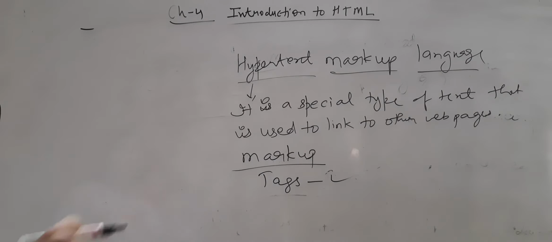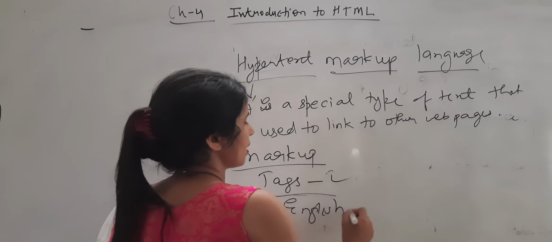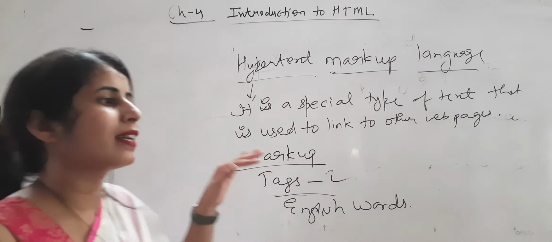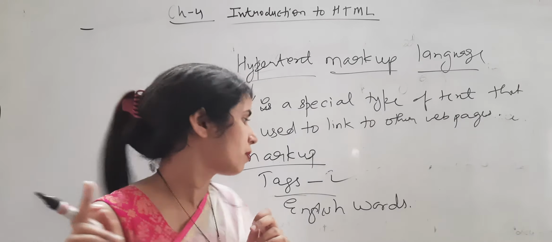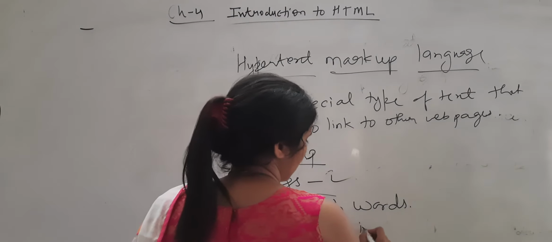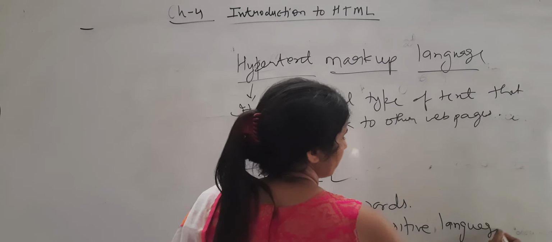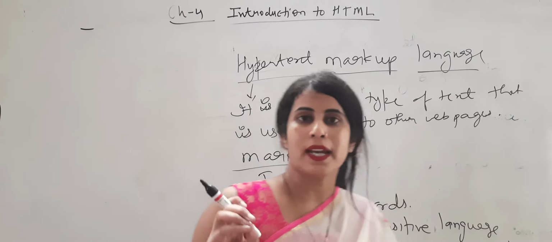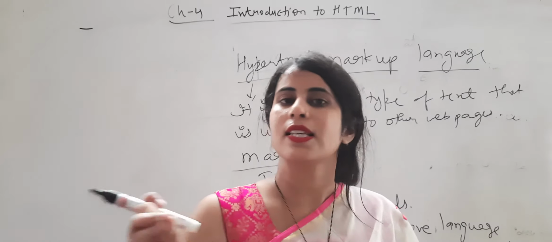Okay. Language, it is a language, and this language uses English words. The feature of hypertext markup language is that it is a case insensitive language. What is a case insensitive language? A language that does not depend on the lower case and upper case of the text. It is known as a case insensitive language.